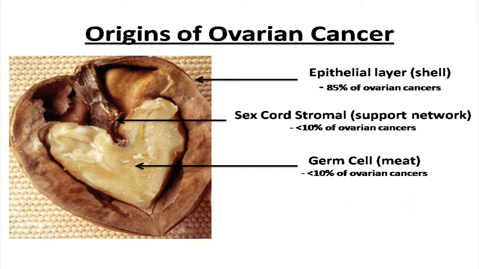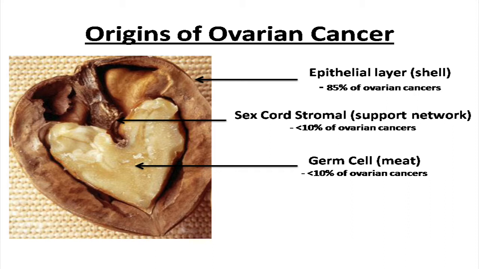And in ovarian cancer, there is an entity called sex cord stromal tumors. However, it only comprises approximately 10% or less of all ovarian cancers. Lastly, the actual nut of the walnut, or the meat, is similar to the bulk or the inside density of the ovary, which is where the germ cells reside. And from that can arise germ cell tumors of the ovary, again representing less than 10% of all ovarian cancers.